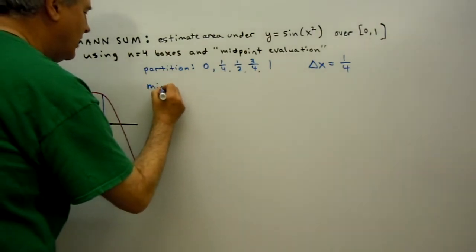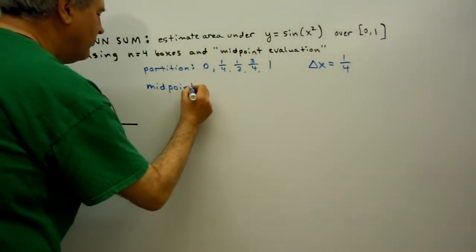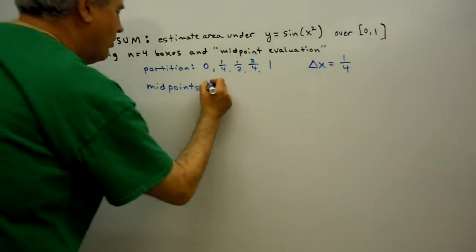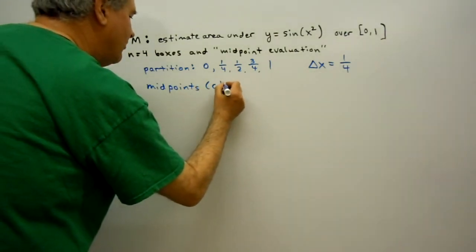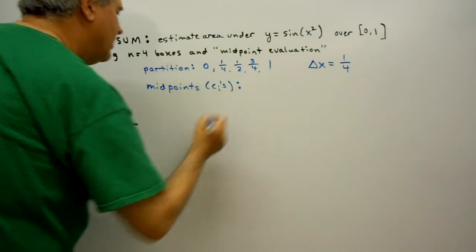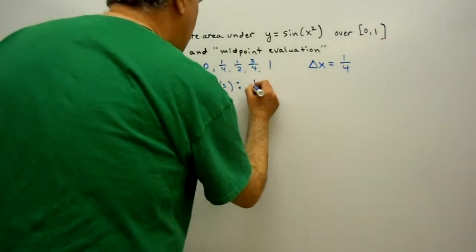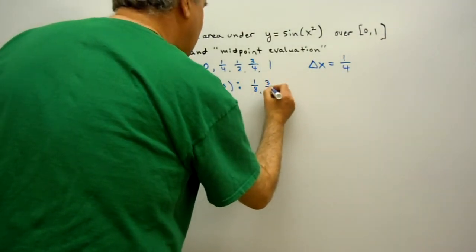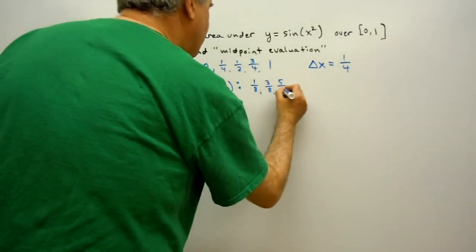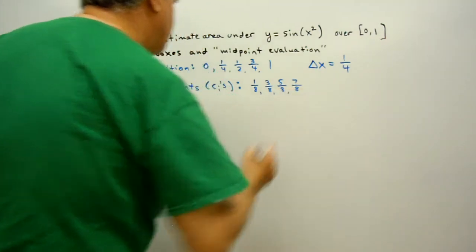So what we're going to be doing now is using the midpoints. In fact, these are going to be what we refer to as the C sub i's, meaning that we select a C for each of the 4 intervals, a C1, a C2, a C3, a C4. Thus, we refer to them as C sub i for i counting from 1 to 4. And the midpoints of each of these subintervals are going to be 1/8, 3/8, 5/8, and 7/8.